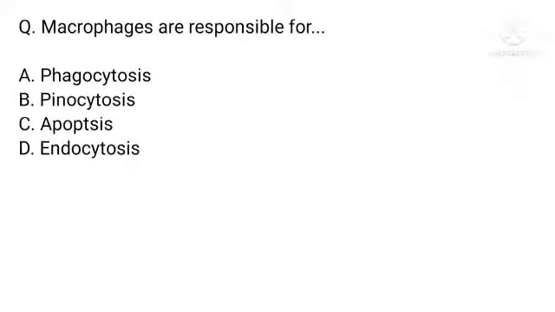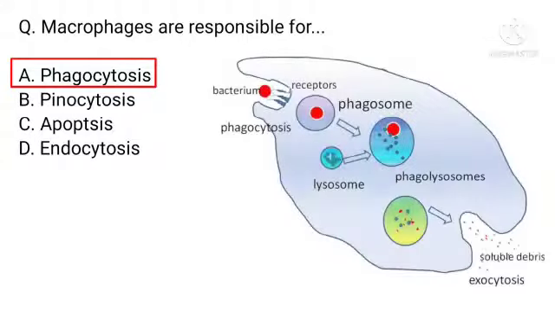Macrophages are responsible for: A. Phagocytosis, B. Pinocytosis, C. Apoptosis, D. Endocytosis. And the right answer is A. Phagocytosis. Phagocytosis is a cellular process by which certain living cells called phagocytes engulf and eliminate microorganisms, foreign substances, and dead cells.